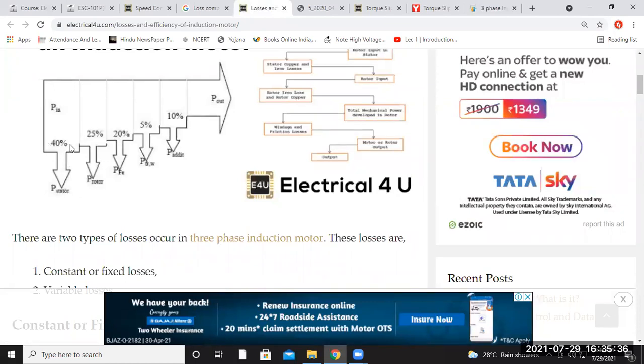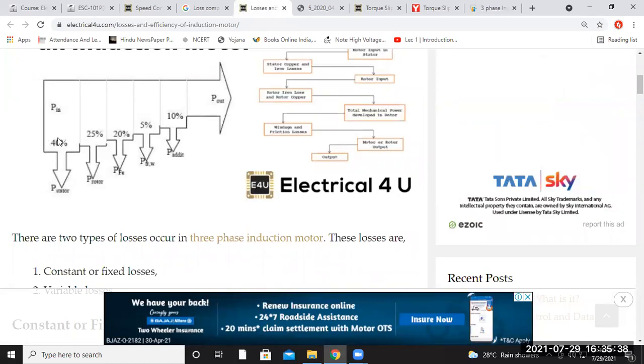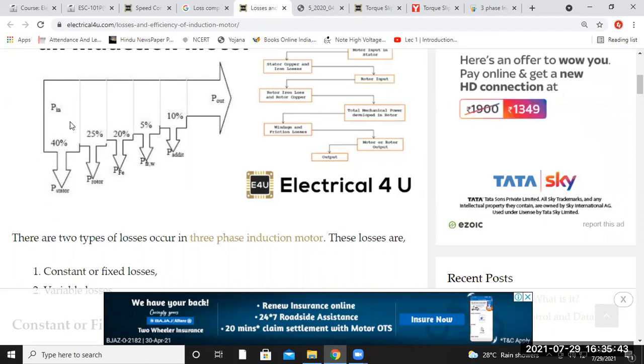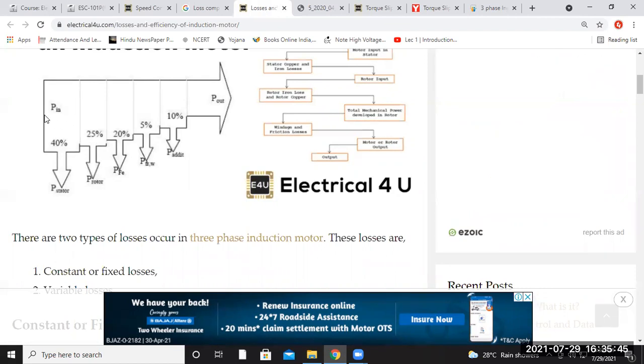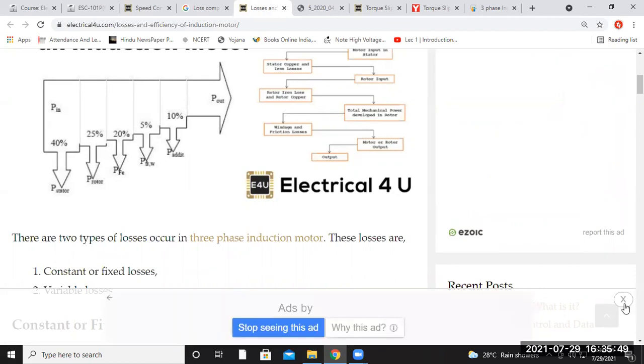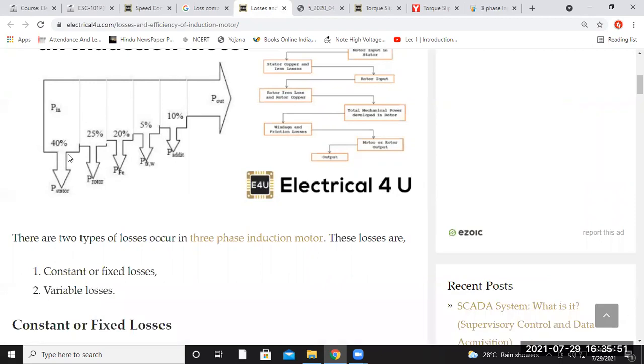The first loss is stator loss. Stator loss is the maximum percentage. The stator loss has copper loss as well as core loss. So both losses are accompanied. That's why it is given as 40%.